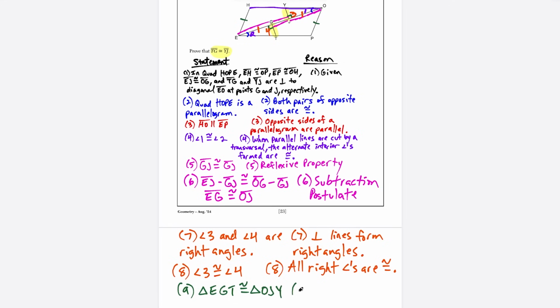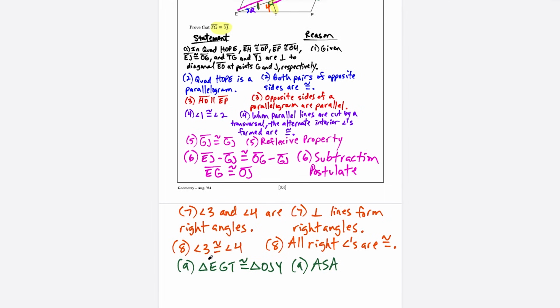And which postulate are we using? Well, notice that we have two pairs of angles that are congruent in both triangles, as well as the sides between the two pairs of angles. So that tells us we're going to be using the angle side angle postulate. So we're going with ASA. And now we could finally write the last statement. We could say that TG is congruent to YJ.